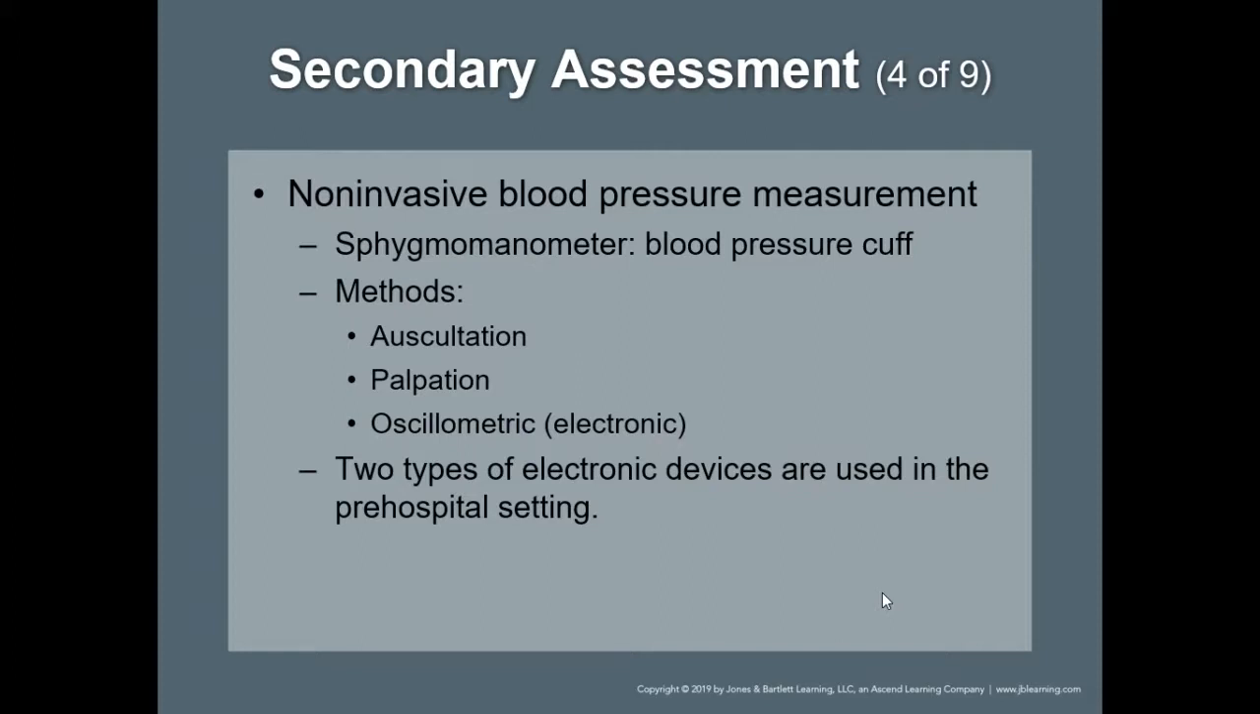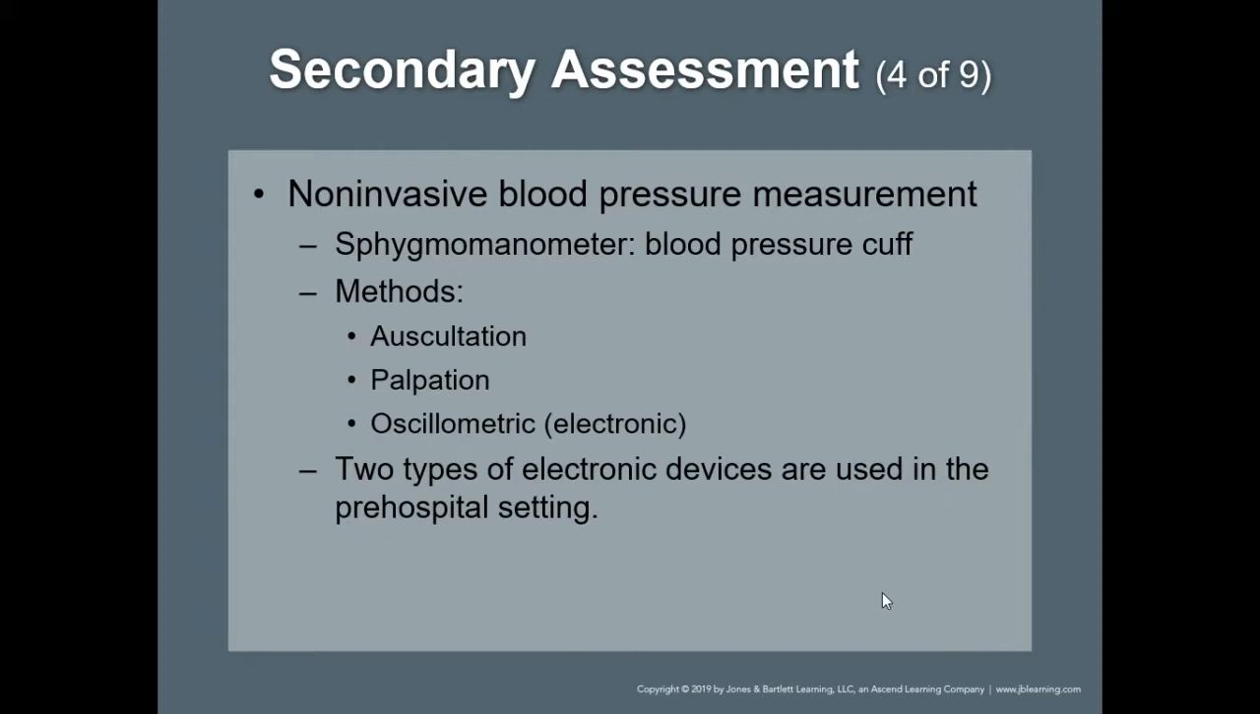Non-invasive blood pressure measurement. This is done with the sphygmomanometer, the blood pressure cuff. We use the methods of auscultation and palpation. There is also the electronic oscillometric method. Two types of electronic devices are used in the pre-hospital setting. For us, when we're using oscillometric, it is the cardiac monitor.